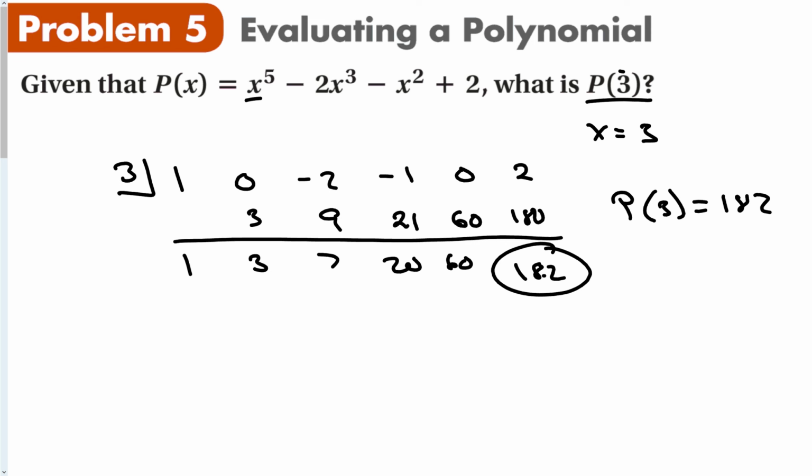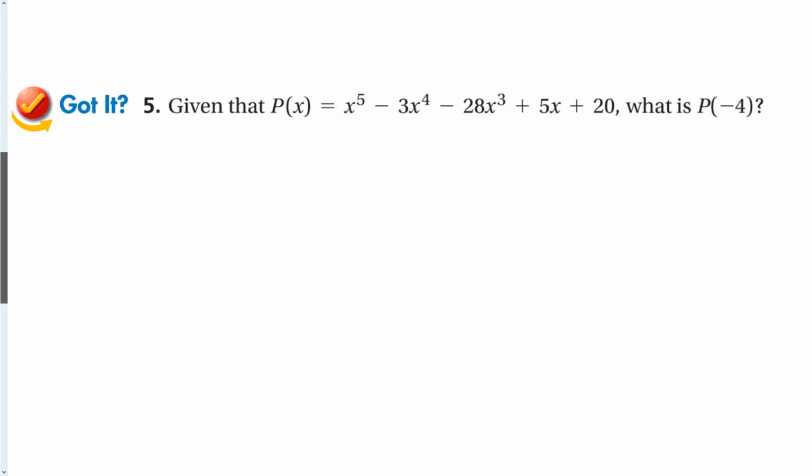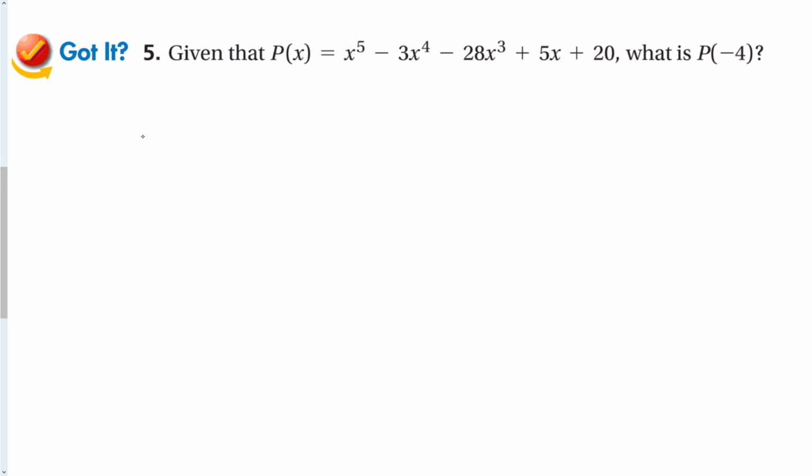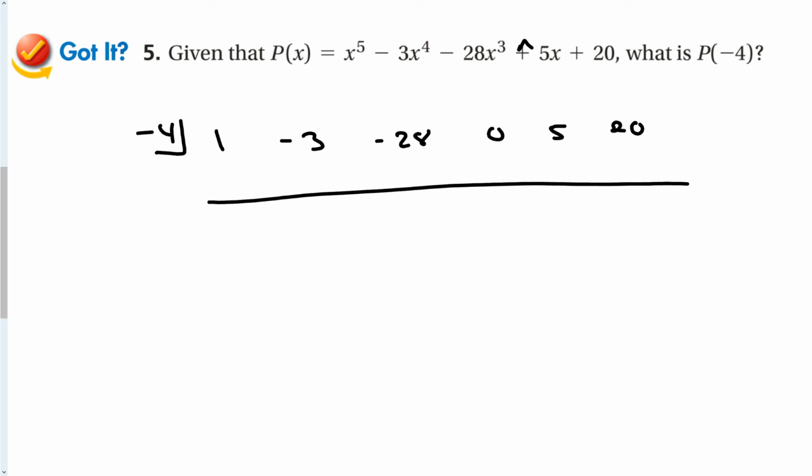Okay. Try one more of those. So -4 goes in my synthetic division box. There are 5, 4, 3. Ooh, look, I'm missing a 2. Okay, so 1, -3, -28, 0, 5, and 20. And let's see what we get. 1, -4. Combine those to get -7, which is a positive 28, which is 0. Multiply is still 0. Add is still 0. Multiply is still 0. Add is 5.